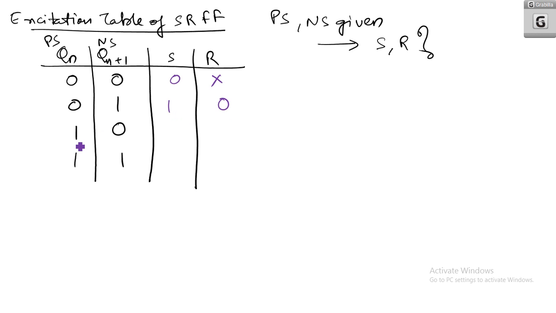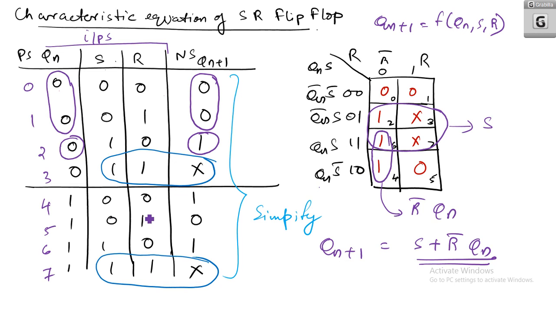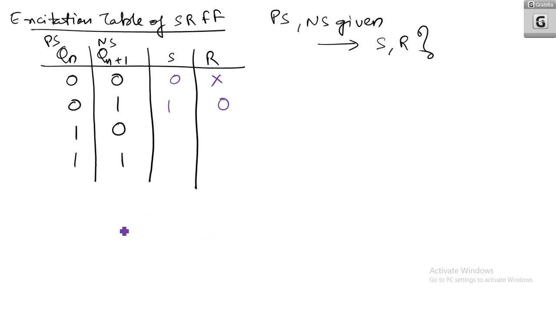Now come to present state is 1 and next state is 0. That is only this case. So what are the values of S and R? The values of S and R are 0 and 1.